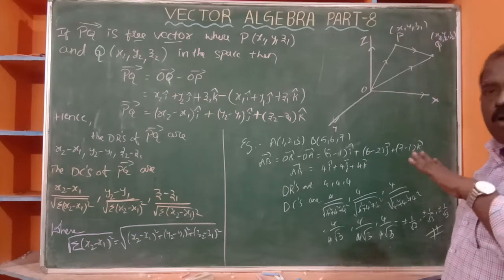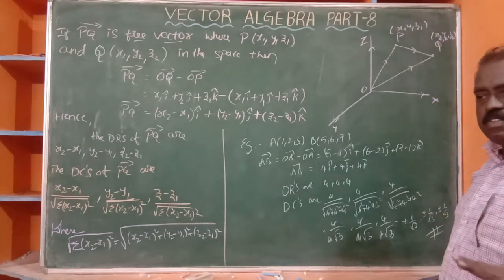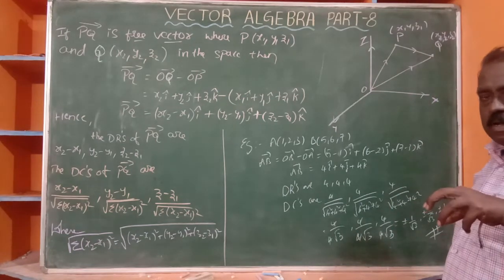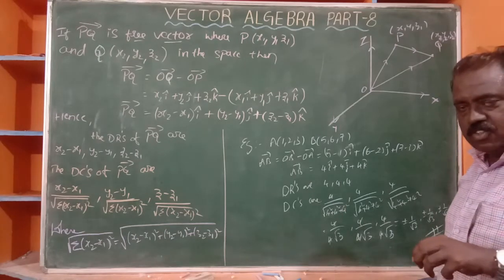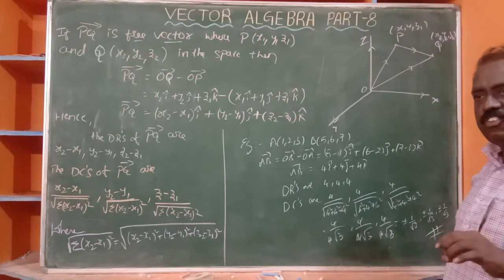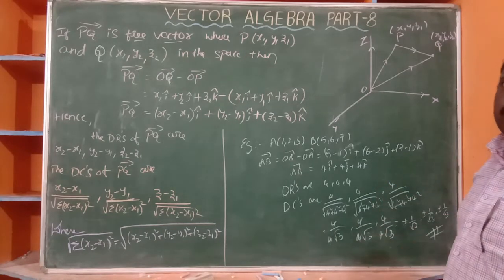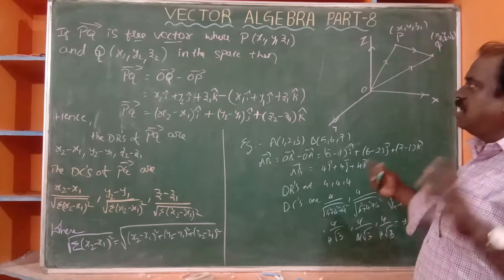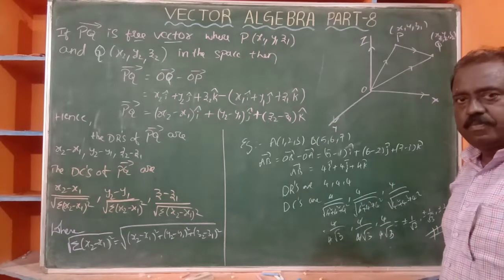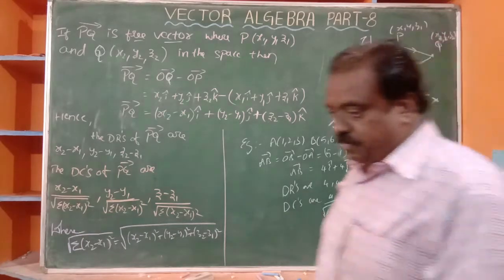Okay? Now components of a vector, a free vector, how can you find the components? How can you find the DRs, the DCs? Next onwards, simply we say it is DRs, the DCs only. This concept is very, very important.